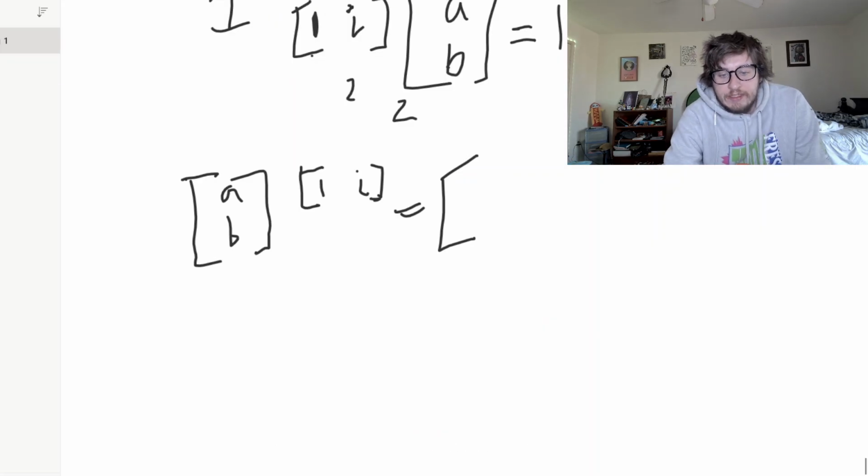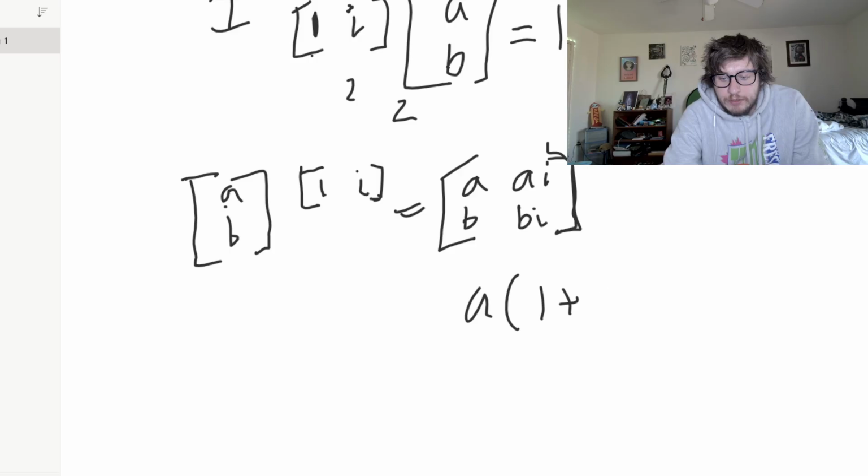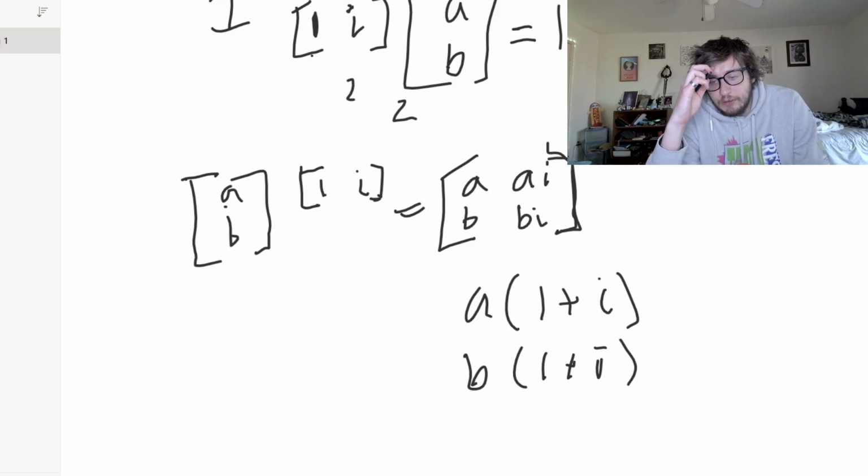So this is going to be 1 times a, which is going to equal a, and then a times i, which is going to equal ai. The second column is going to be 1 times b, which is b, and b times i, which is bi. And now we have a system of equations. Okay, so we don't have a system of equations, sorry, but we have a matrix here. We finally have a matrix.